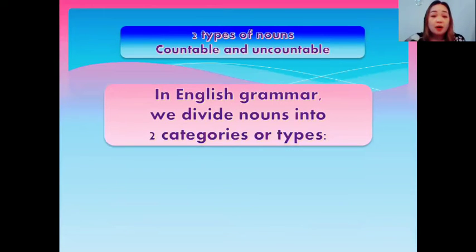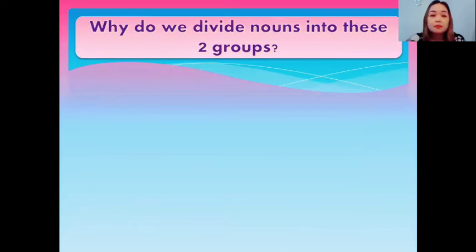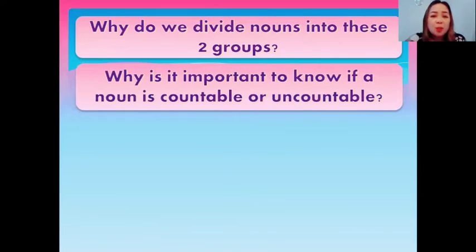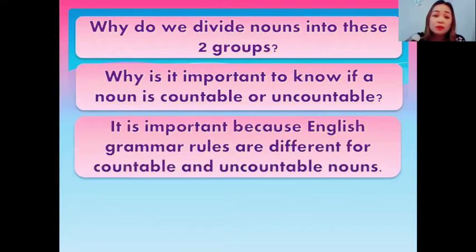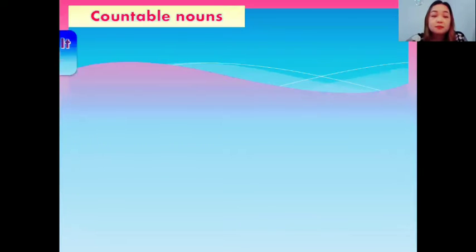Now, there are two types of nouns, countable and uncountable. In English grammar, we divide nouns into two categories or types: countable nouns and uncountable nouns. Why do we divide nouns into these two groups? Why is it important to know if a noun is countable or uncountable? It is important because English grammar rules are different for countable and uncountable nouns. You must understand and learn the difference.